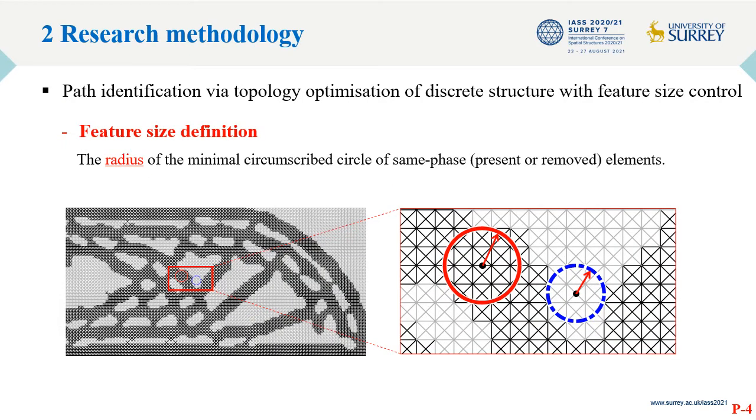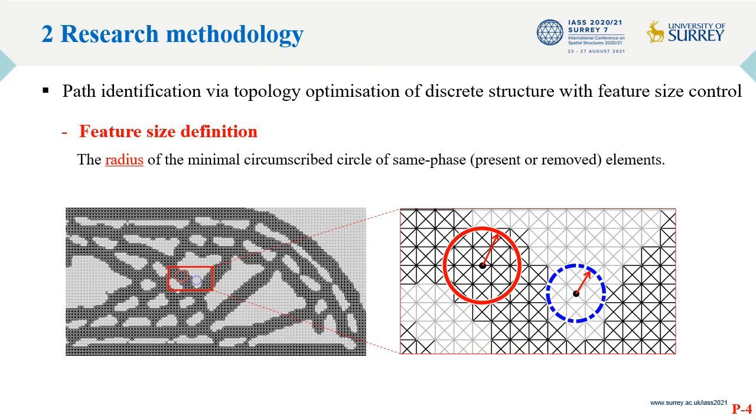We propose methods for topology optimization of discrete structures with feature size control and apply these methods to identify the place for second layer grid additions. The feature size mentioned here is defined as the radius of the minimum circumscribed circle of the same phase elements.